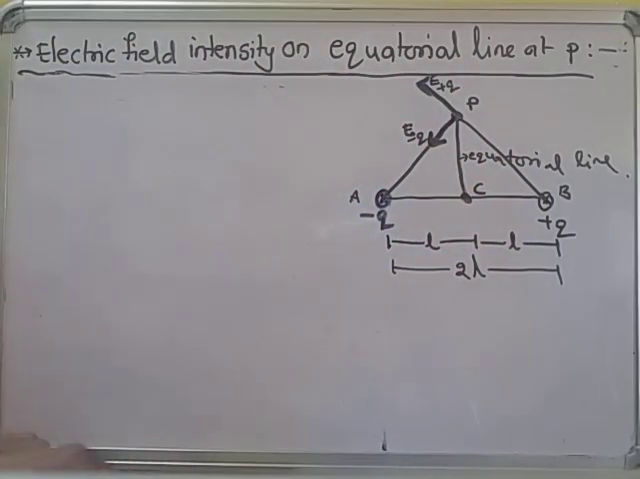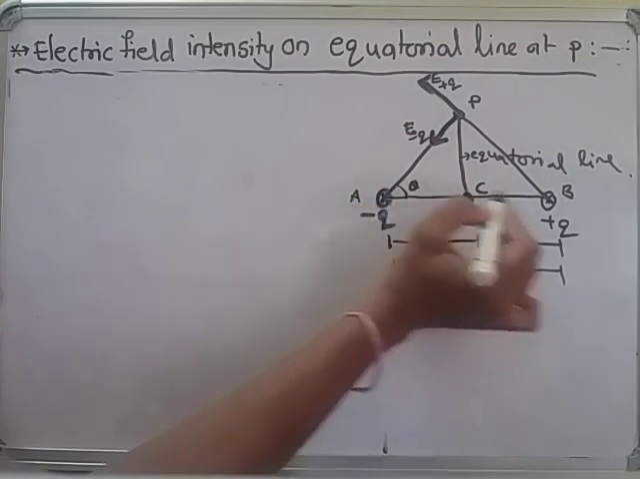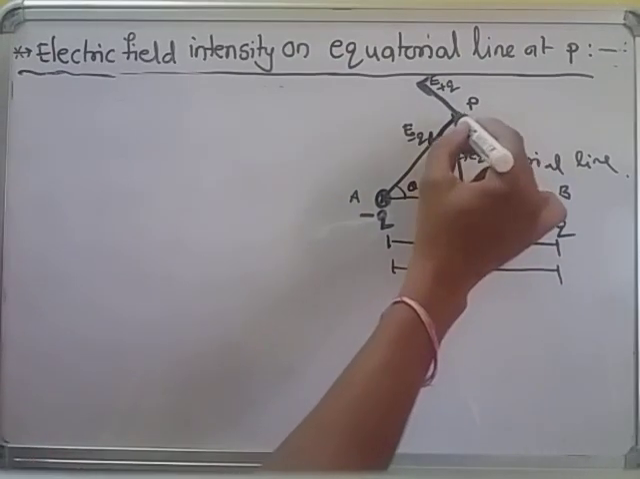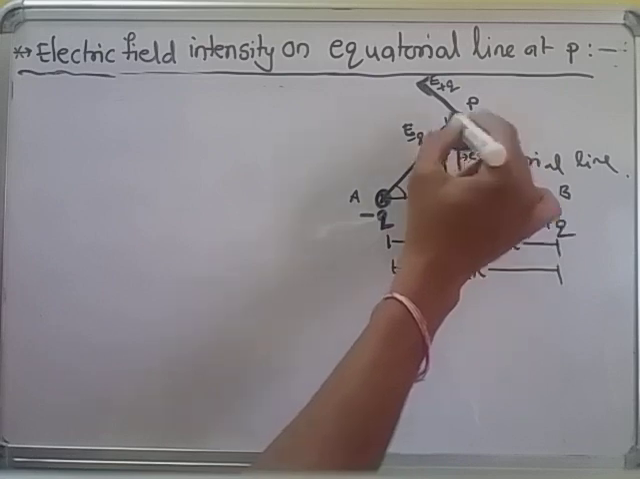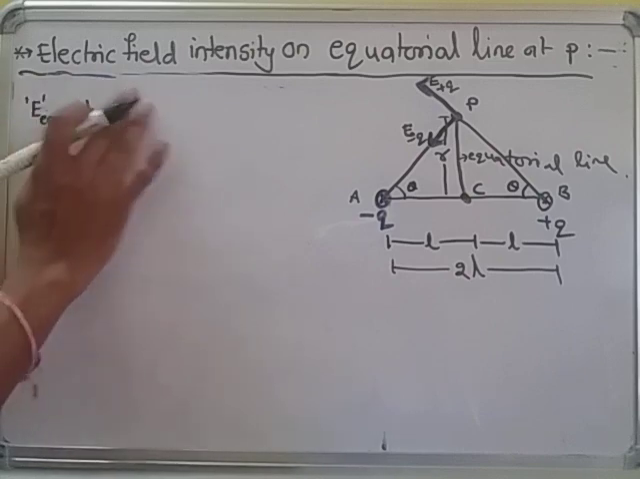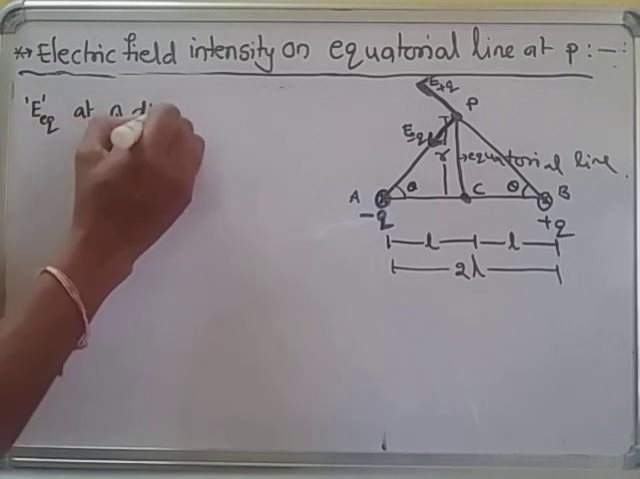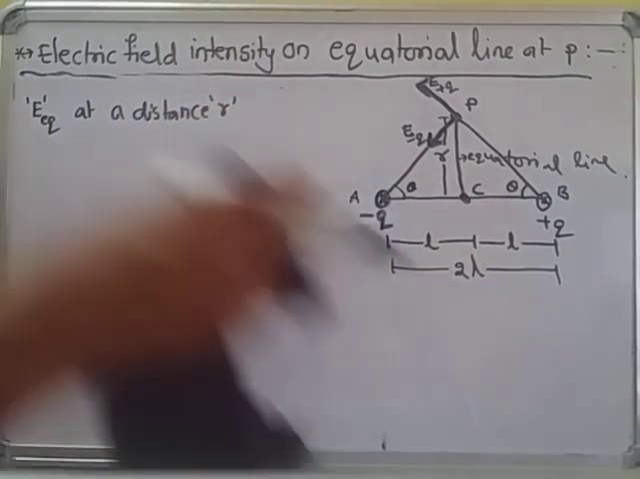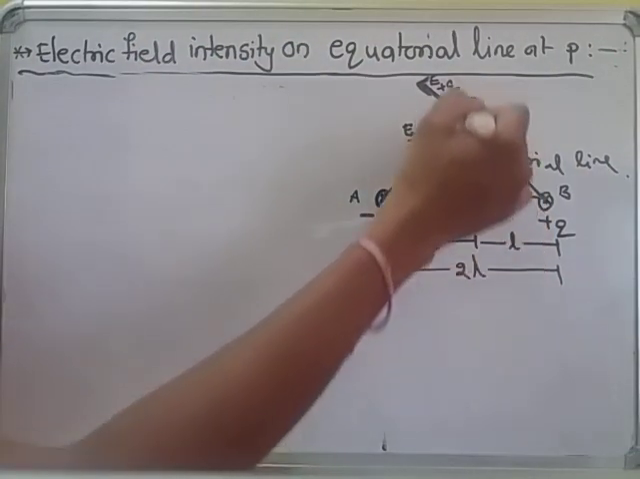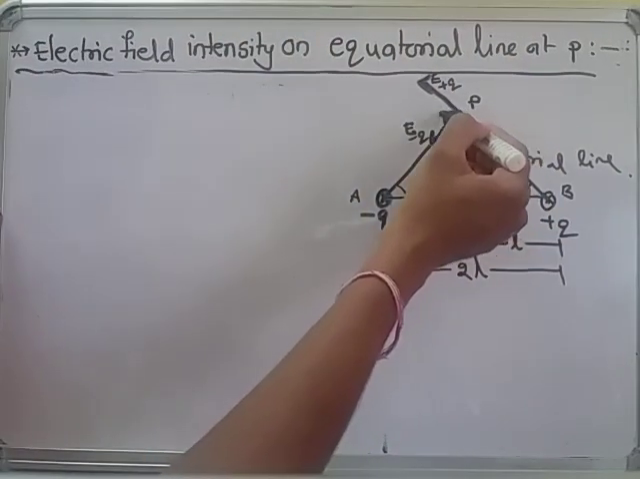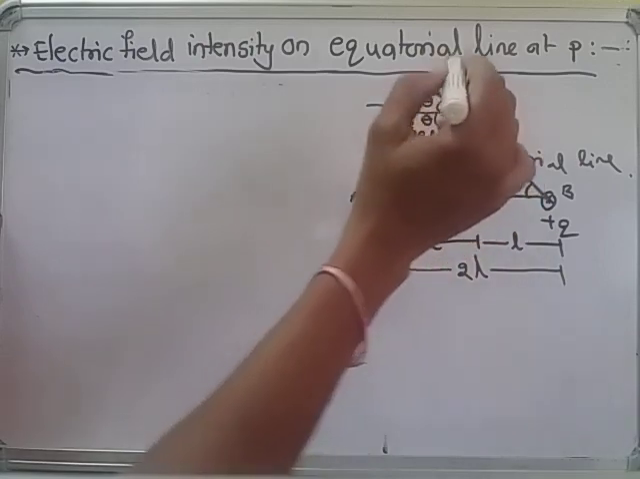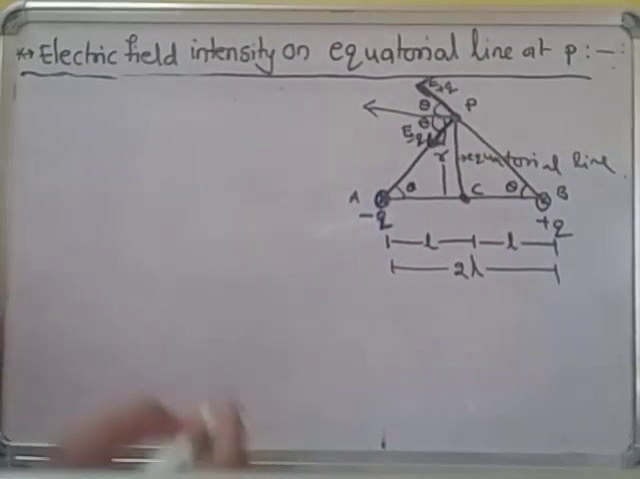Now we will take this angle as theta, and this angle will also be the same theta. Now I want the electric field intensity at a distance r from the center of the dipole, on the equatorial line. For that, according to mathematics, here the angle is theta and here also theta. Now let us classify this electric field into components.